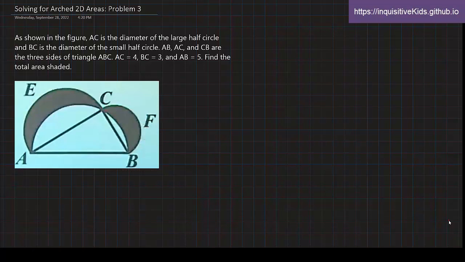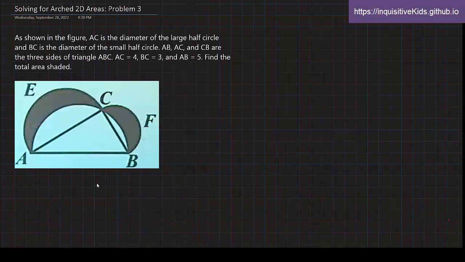Hey guys, and here is problem 3. As shown in the figure, AC is the diameter of the large half circle, and BC is the diameter of the small half circle. So this is the big one, this is the small one. But there's actually a third one too if you look closer. That's this unshaded portion right here. It kind of looks like Mickey Mouse.